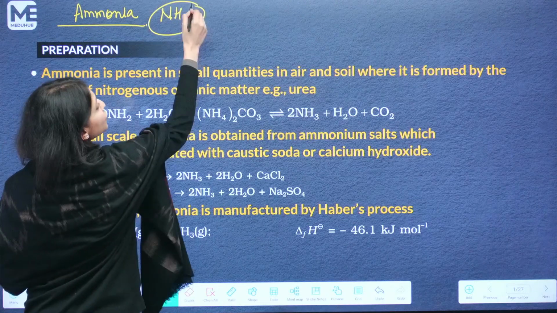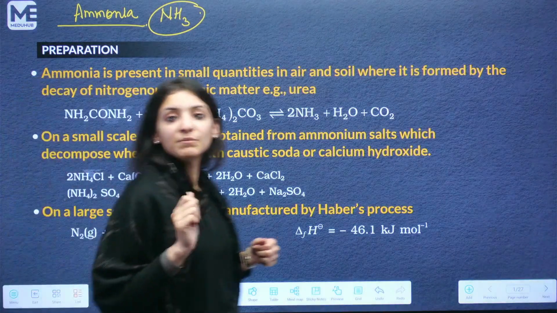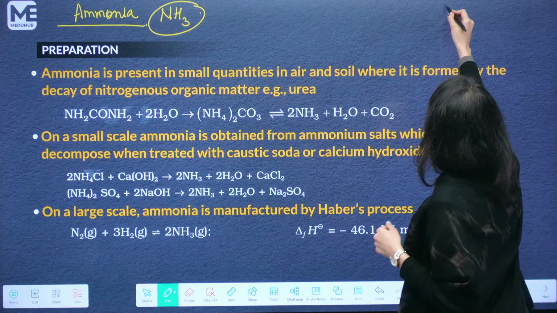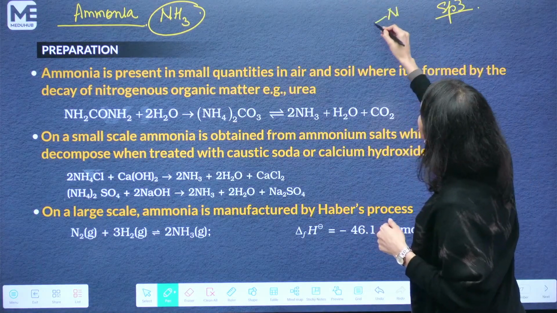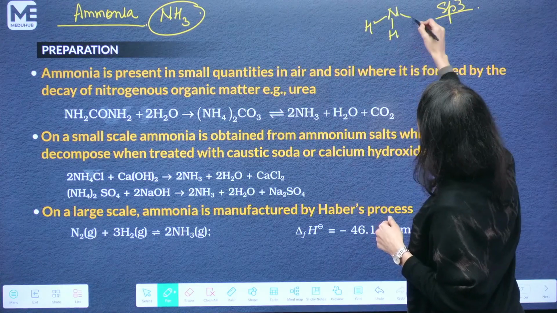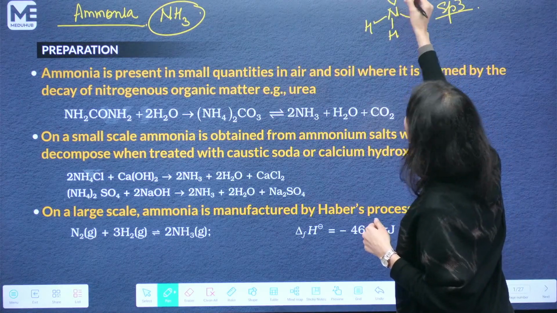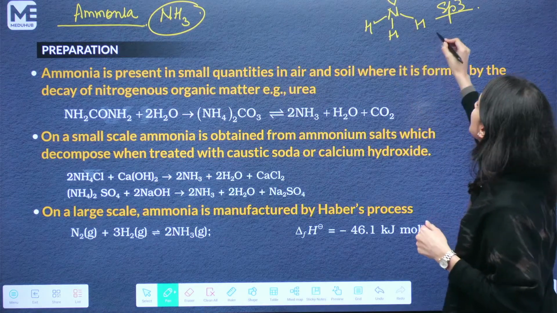NH3. So if you talk about the structure of ammonia, in ammonia nitrogen is sp3 hybridized. So the geometry is tetrahedral with one position occupied by a lone pair, alright, and the shape would be pyramidal.